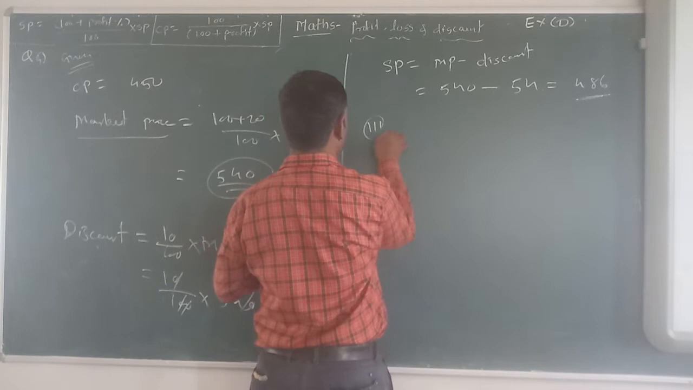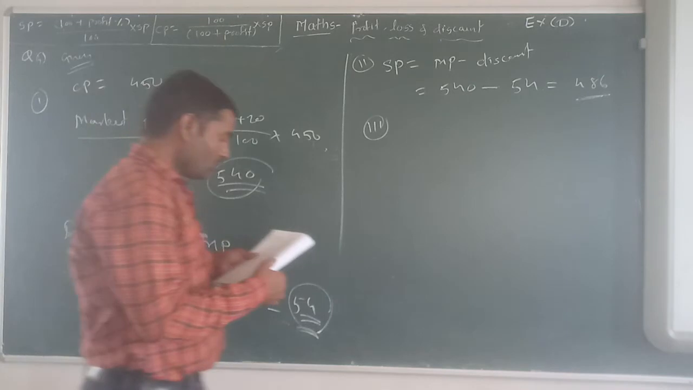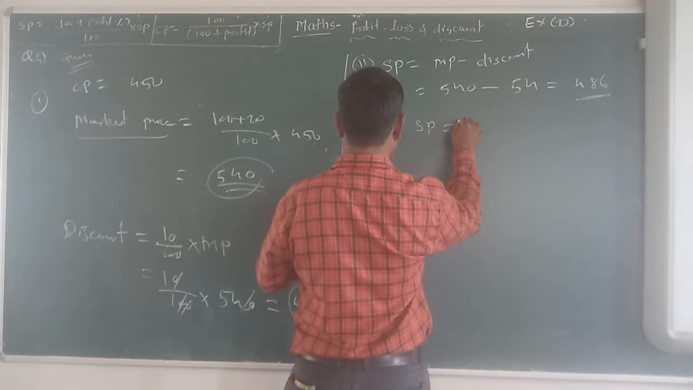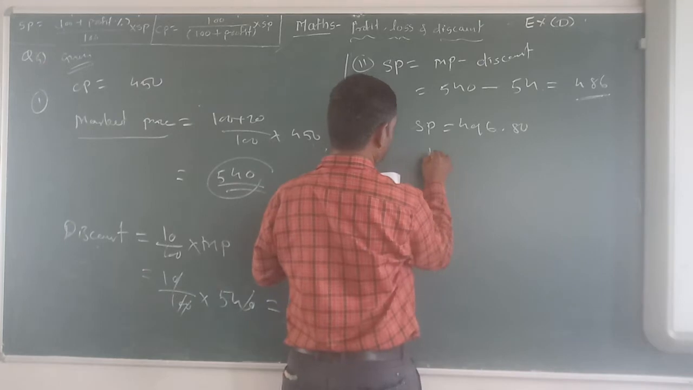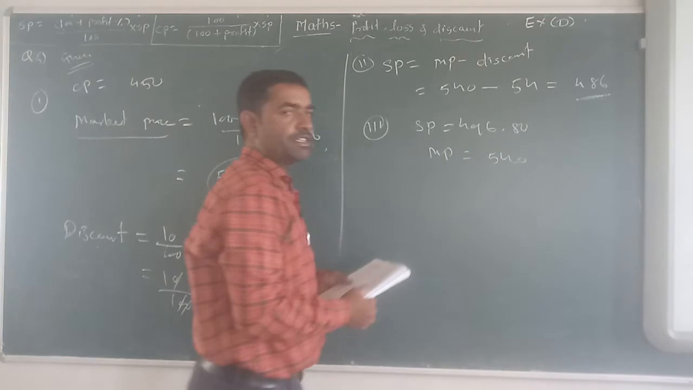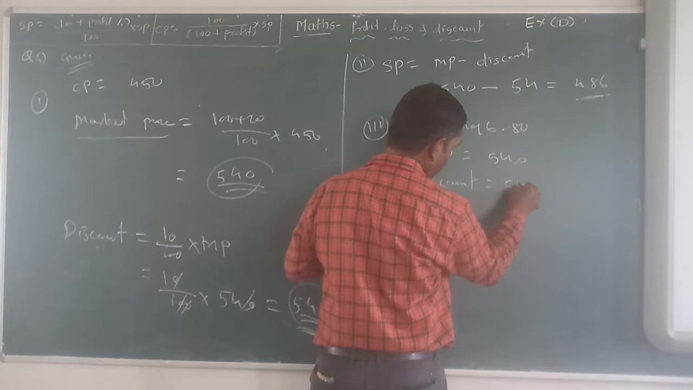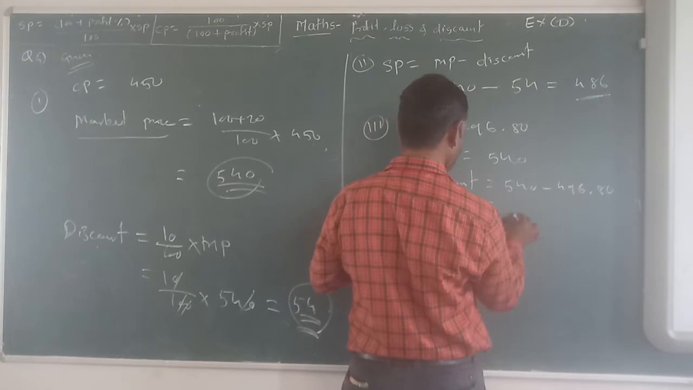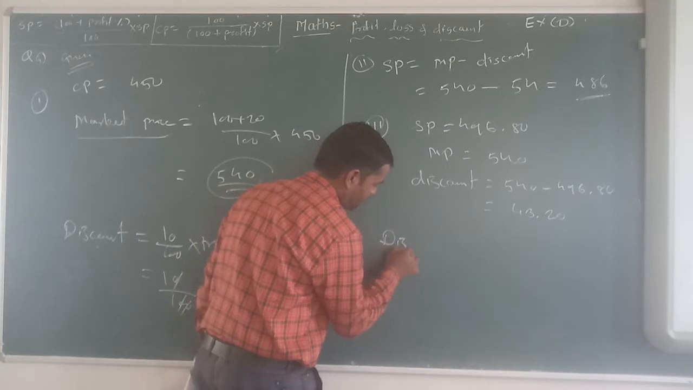Now we will find the third thing. Okay, second we have got it here. This is the first thing, and then the third thing we are going to find. The third thing is that SP is given. If SP is 496.80, and MP we know is 540, so we have to find the discount. So in this case the discount is 540 minus 496.80. So discount will be 43.20.